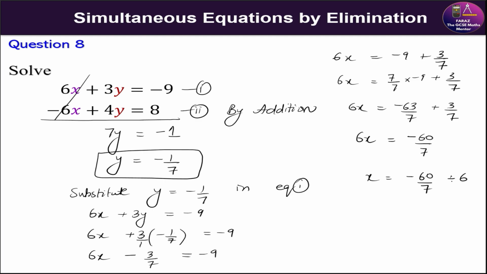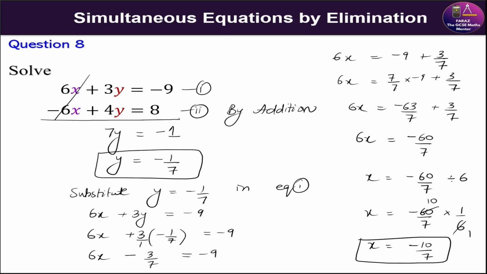We can write it in this way as well, and then we can replace the divide sign by a multiply sign, and it will look like this: 6 into 1 is 6, 6 times 10 is 60, and therefore we have x equals minus 10 over 7. So x equals minus 10 over 7 and y equals minus 1 over 7. Let's move to the next question.